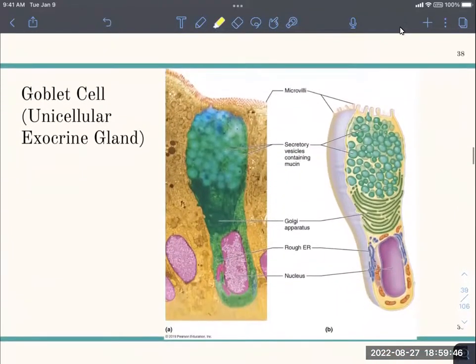So here's a goblet cell. It's unicellular, so it's one cell that produces all the mucus. We see all these secretory vesicles at the top. This is everything to be released out into the intestines. As it comes to the surface, it starts to get secreted out. So as these start to get secreted out, the next layer moves up, and they just continue to move up.